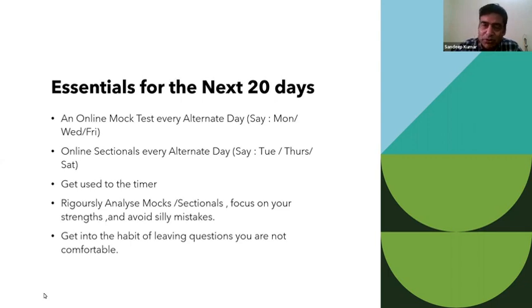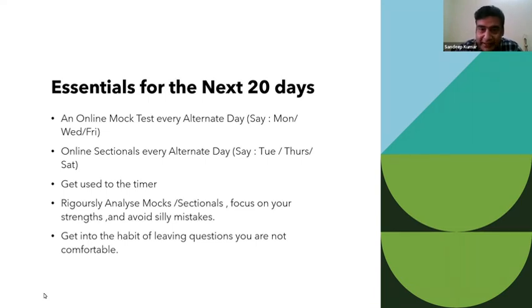Once I have taken the mocks or the sectional test, I need to rigorously analyze it. Where were my mistakes? Specifically, silly mistakes. Second, I considered a particular topic my strength. Was I able to reach that question? And possibly if I got it wrong, why did I get it wrong?